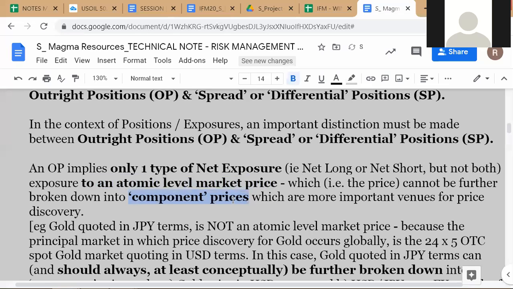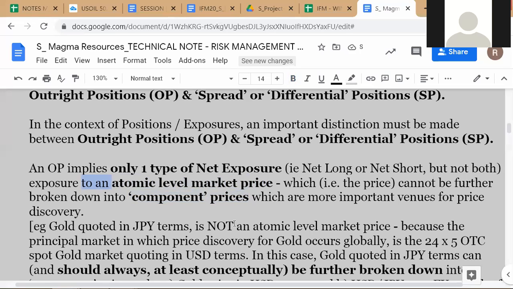Let's highlight certain parts. One type of net exposure. We'll just leave out this. We don't need this to be in bold. Atomic level market price, and here I'm giving the definition of the atomic level market price, which can't be further broken down into component prices, which are more important venues for price discovery.